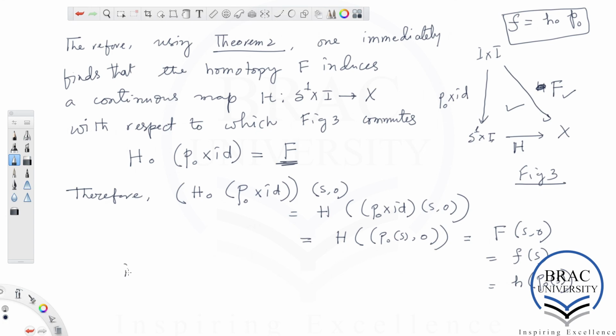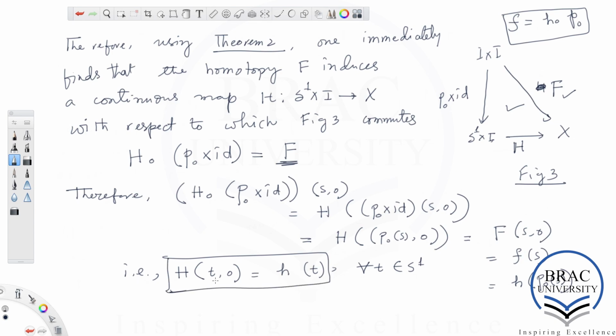That is H of, so just writing P0 of S is a point on the unit circle. And any point can be obtained this way because the map P0 is surjective, right? So H of t, 0 is equal to small h of t for all t in S1. This is one important relation.